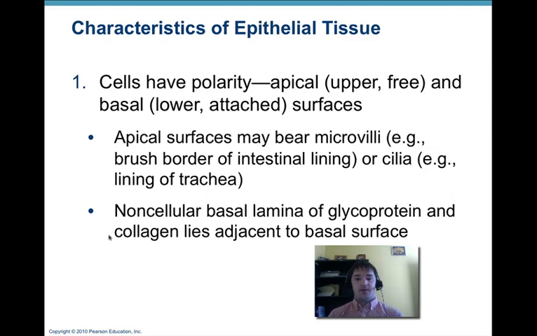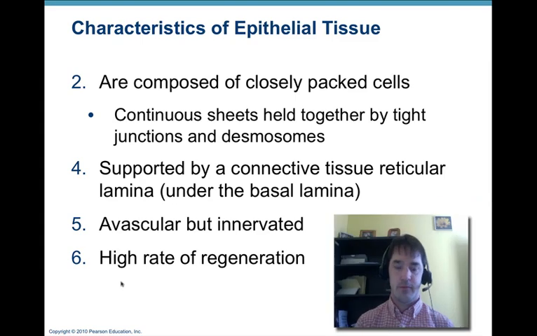And then we have what's called a basal lamina that's right under that basal membrane, and this is formed of glycoproteins and collagen, so mostly proteins, and it helps to anchor the epithelia to the underlying tissues. Some of the other characteristics of epithelial tissues are that they are composed of closely packed cells.